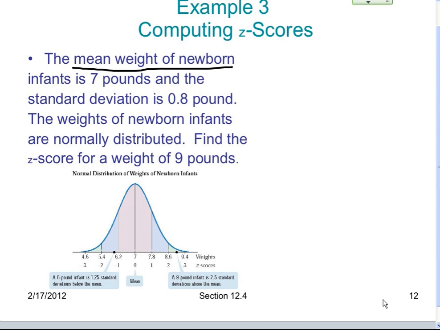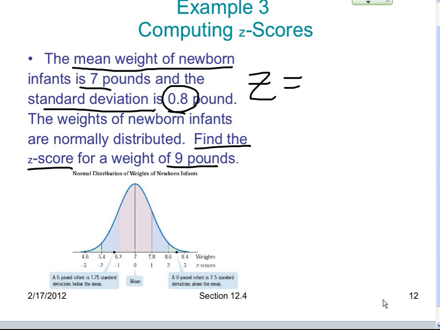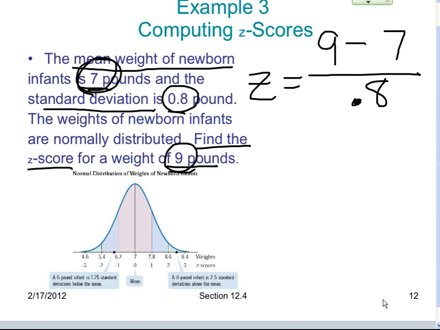The mean weight is 7. Standard deviation is 8/10. We want to find the z-score for a weight of 9. When I say the weight is 9, that's the data item. So when you substitute into the formula, the weight of 9 is the data item we're trying to figure out the z-score for. Subtract the mean. Well, they told us the mean was 7. Divided by the standard deviation of 8/10.